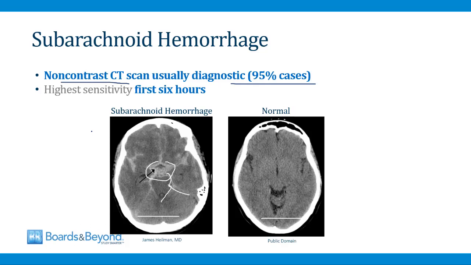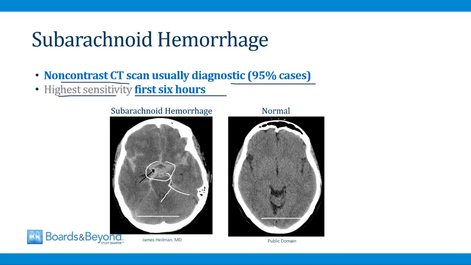CT scans are much more accurate for diagnosis of subarachnoid hemorrhage the earlier they are done after the onset of symptoms. The highest sensitivity for picking up a subarachnoid hemorrhage is in the first 6 hours. CT scans almost never miss subarachnoid hemorrhages if you are doing the CT scan within the first 6 hours after the patient develops symptoms.